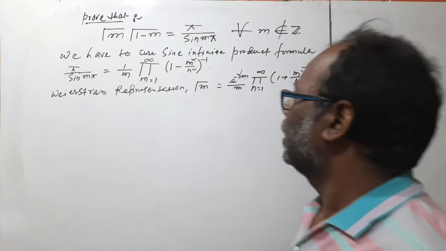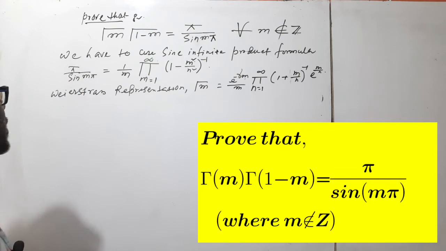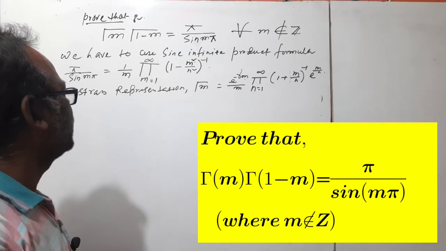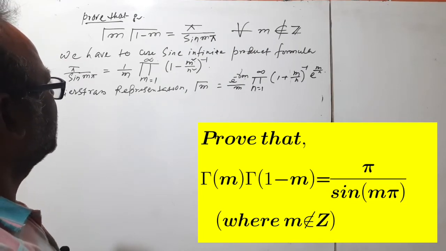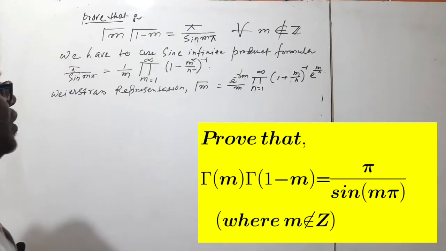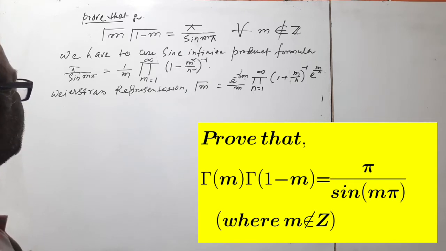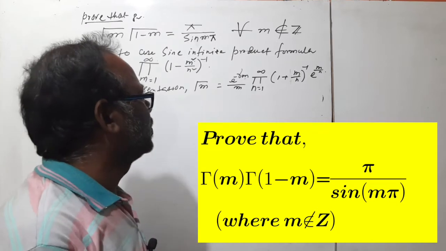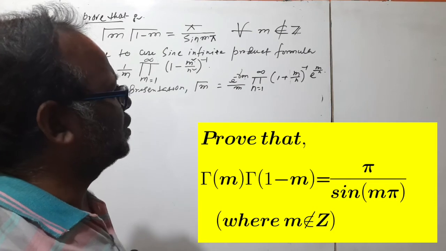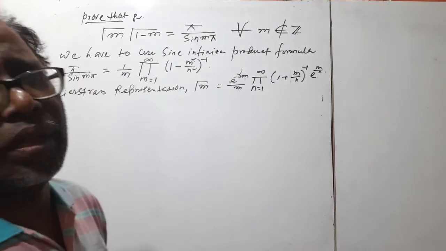So we use the sine infinite product formula, that is pi by sine m pi is equal to 1 over m, and the product from 1 to infinity of within the bracket 1 minus m square by n square whole to the power minus 1. This is the product formula for sine. And also we use Weierstrass's formula, that is gamma m is equal to e to the power minus small gamma m over m, product from 1 to infinity within the bracket 1 plus m by n whole to the power minus 1 and e to the power m by n.